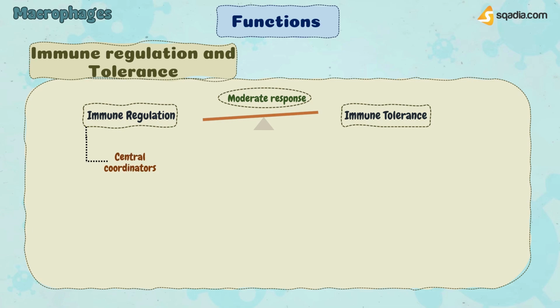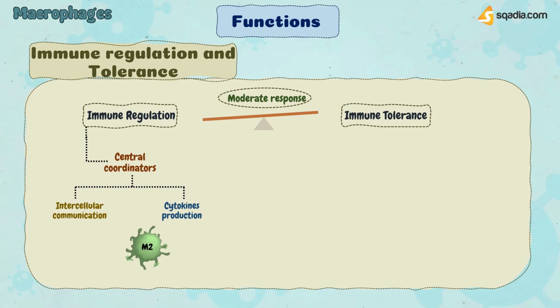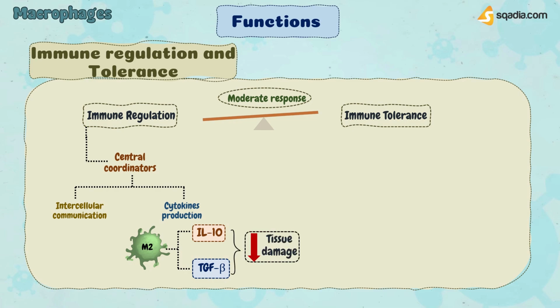Where they communicate with other immune cells and secrete cytokines to modulate immune activities, such as they can promote anti-inflammatory responses by adopting an M2 phenotype, which involves producing immunosuppressive cytokines like interleukin-10 and TGF-beta. This helps dampen inflammation and limit tissue damage during immune responses.